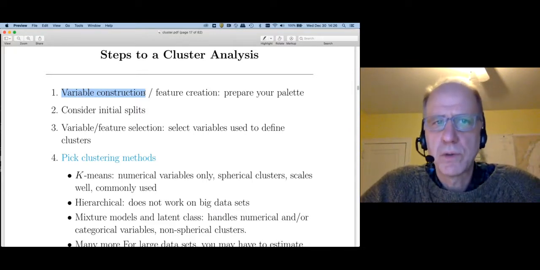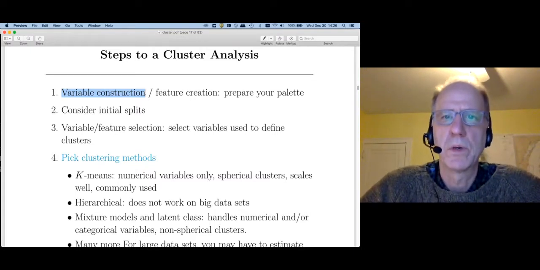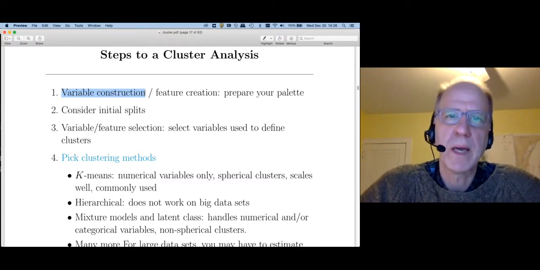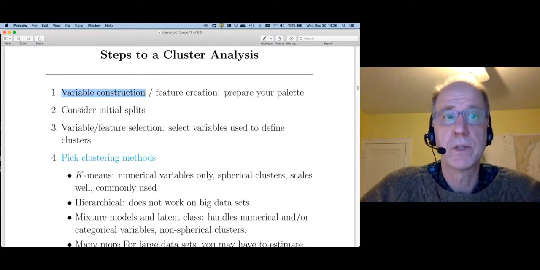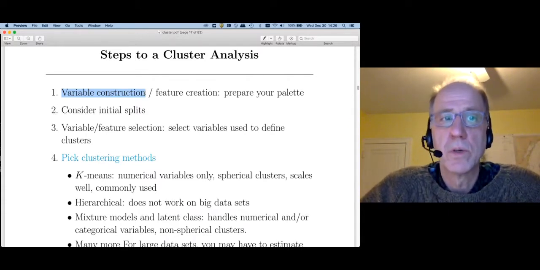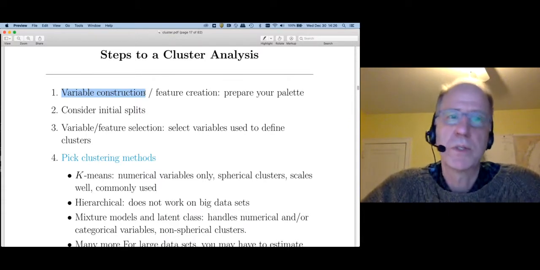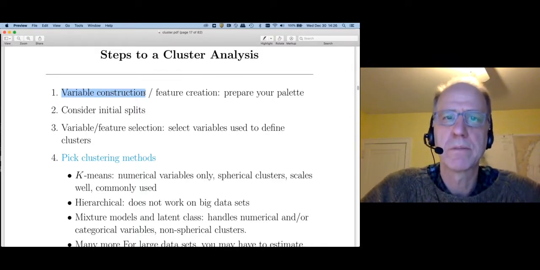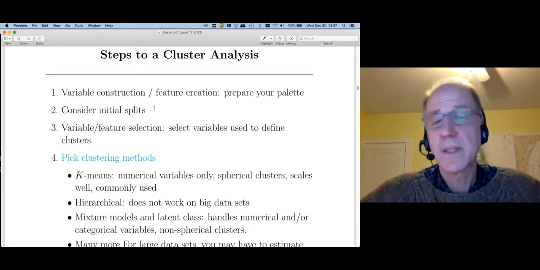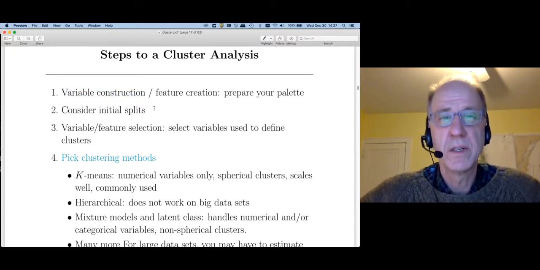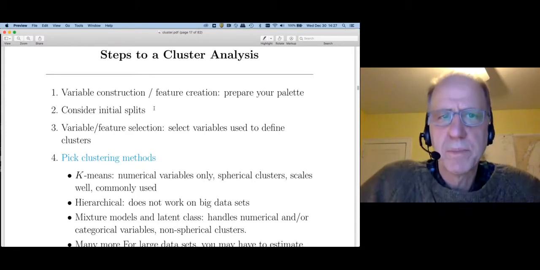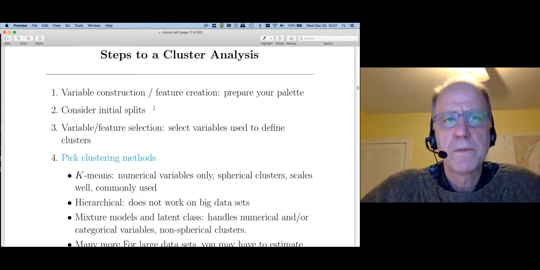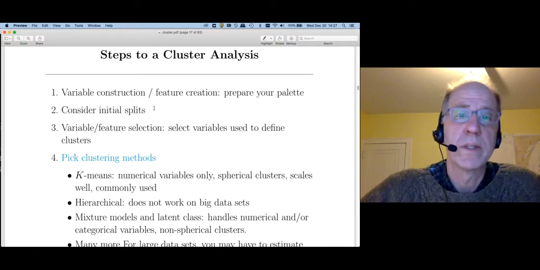And the exact same thing is true when you do clustering. So if you use certain variables, if you use a lot of behavioral measures, you're going to have clusters that are primarily defined by behaviors. If you use a lot of attitudinal and affective measures, your clusters will get defined on affect. Which one is right? Well, it depends on what you're trying to achieve. The second step is to consider initial splits. Initial splits are where you have identifiable groups in the data that you would never want in the same cluster.